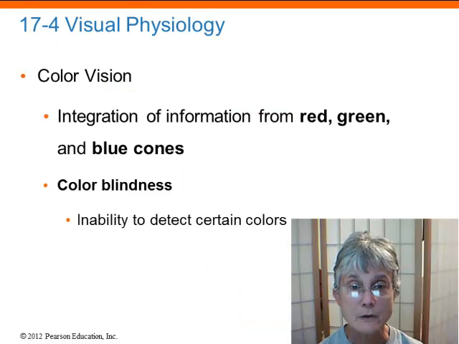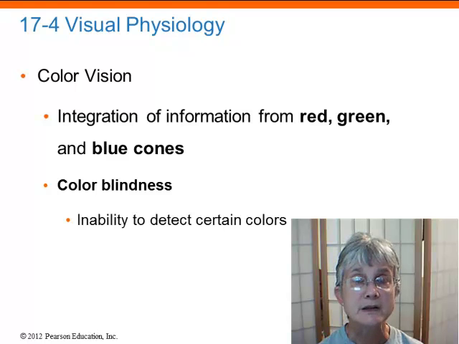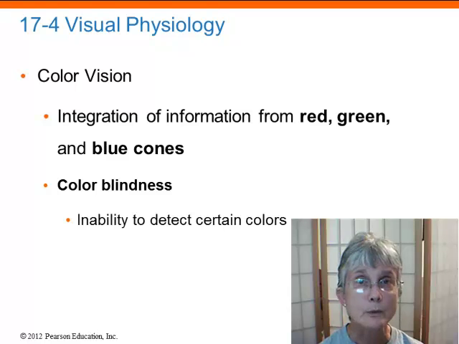So back to those cones again. The 3 wavelengths that can be detected by cones in humans are red, green, and blue. So red wavelengths, blue wavelengths, and green wavelengths can strike different cones, and as they do, they send impulses to the brain that are interpreted as color.